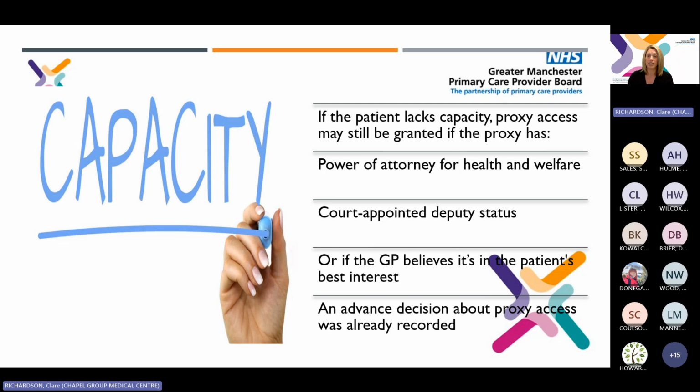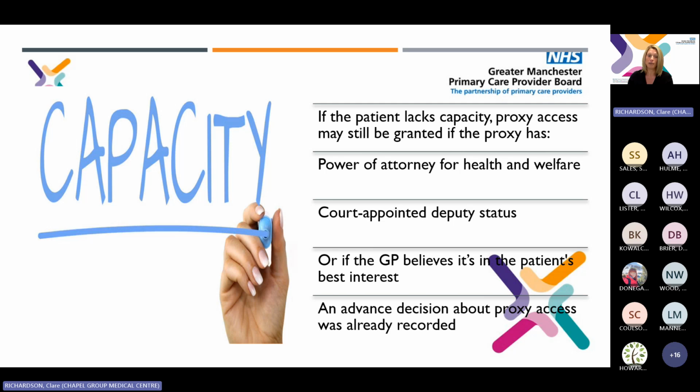So anyone with capacity can make an informed decision about proxy access and may give consent for the practice to give their representatives their own personal login credentials to access the patient's practice online services account. If the patient lacks capacity to give informed consent, proxy access may still be given to a family member or carer, but they must have power of attorney for health and welfare, or be a court-appointed deputy, or if a GP judges it to be in the patient's best interest.